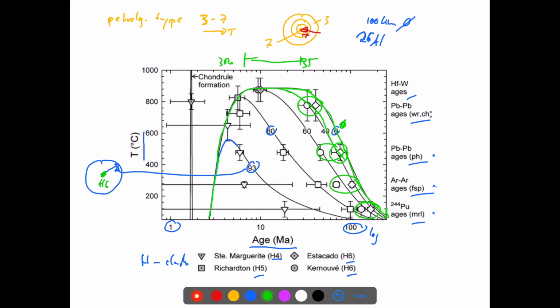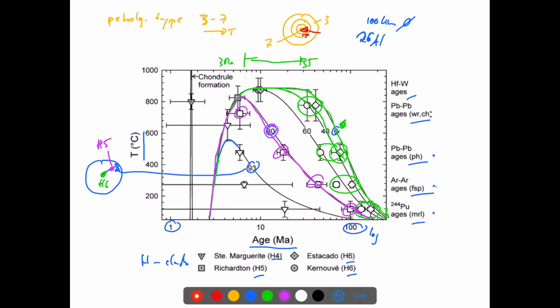Then the H5 chondrites, which are making this very nice purple color here, fall along a line. So these are all the H5 chondrites here. They fall along a line that is 80 kilometers distance from the core. So they would plot something here. So this would be H5.